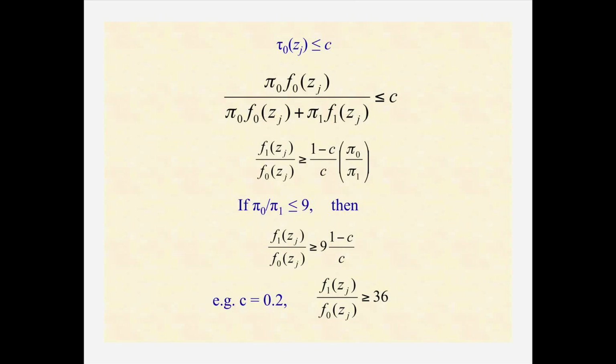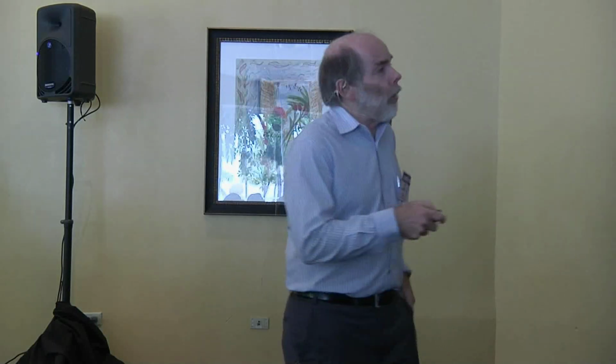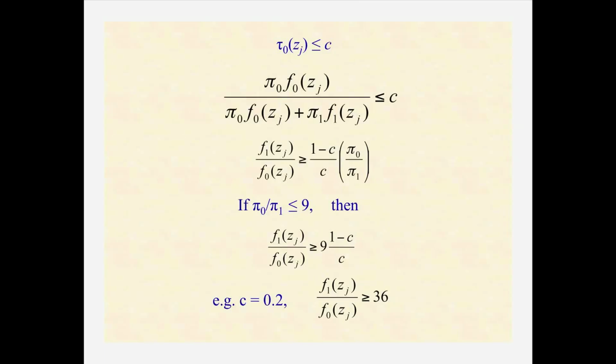I've taken this from a paper from Efron. So if we're going to reject a gene if its local false discovery rate is less than C, how does that stand up to what we would do in a standard test when we're looking at one gene at a time? If you run through the algebra here and suppose that pi naught over 1 minus pi naught is less than 9, basically we're saying that for a gene to be differentially expressed, its density under the alternative divided by its null density has got to be greater than or equal to 36. So that's basically what we require for a gene to be differentially expressed.